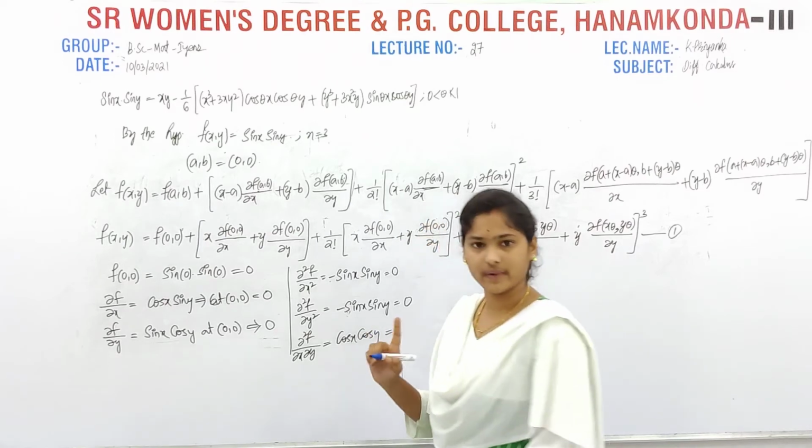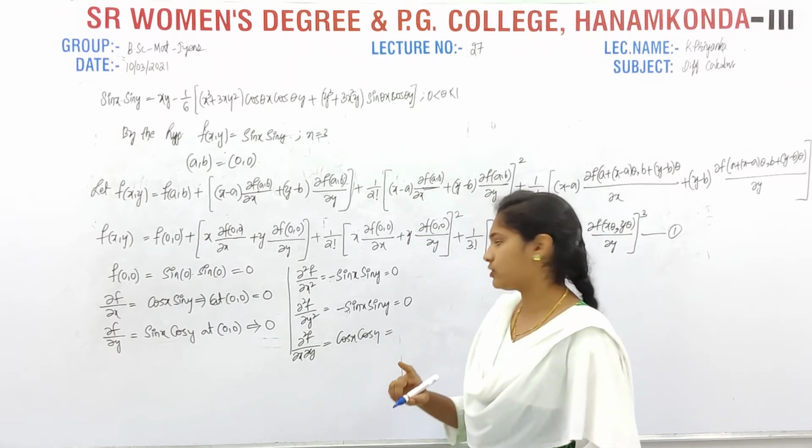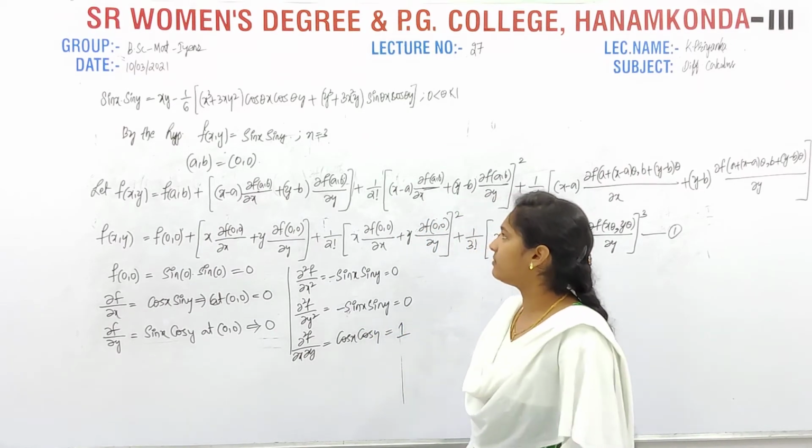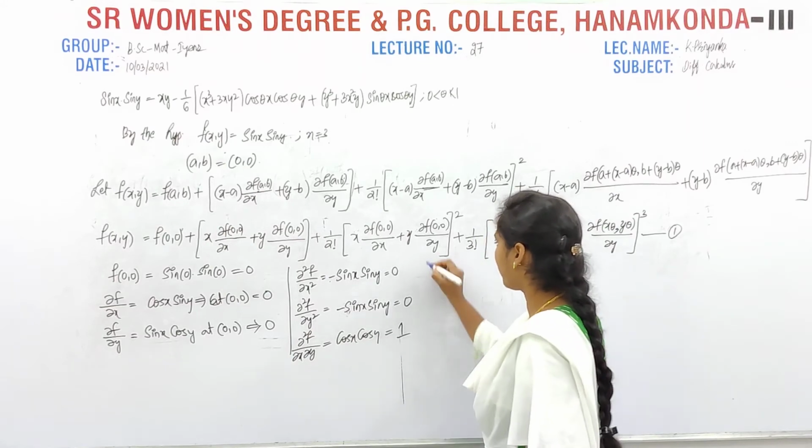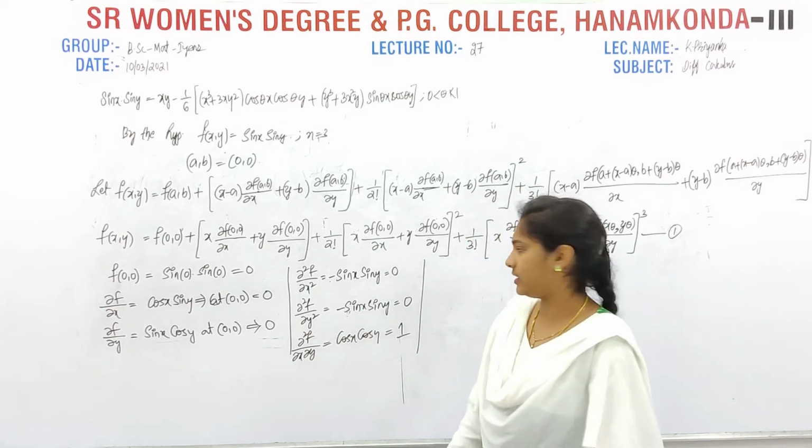Now cos 0 is 1. Cos 0 is again 1. So 1 into 1 is 1. Finally we have one value for this one. Okay. Next I am going for the third derivative.